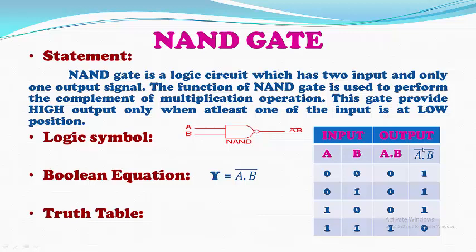We have to calculate A into B bar, but first we will calculate A into B, and then we will complement this column and we will get the final values of this NAND gate. So the inputs are constant: 0 0, 0 1, 1 0, 1 1. First A into B, take the multiplication of this column. When both inputs are at high position, the output is high. For the rest of the conditions, the output is low.